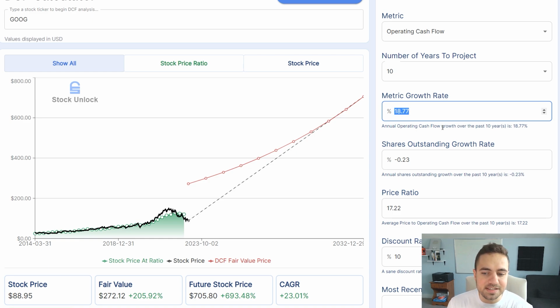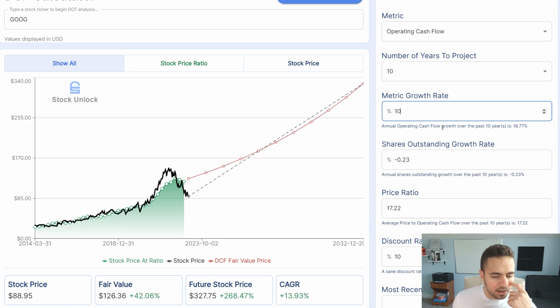And what I like to do is see what the market is currently pricing Google at. So I'm going to lower this down to a 10% growth rate. And when we do, we can see that Google is still selling well below fair value right now, because the fair value gives us about $126. The current stock price is about $89, so it's about 42% under fair value.